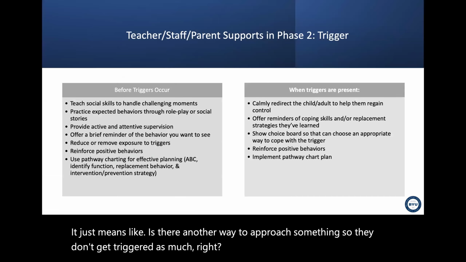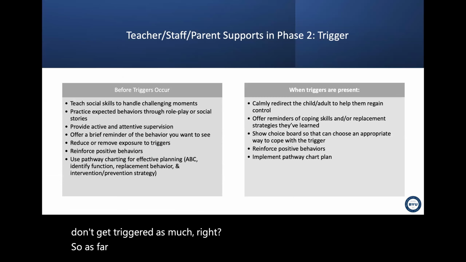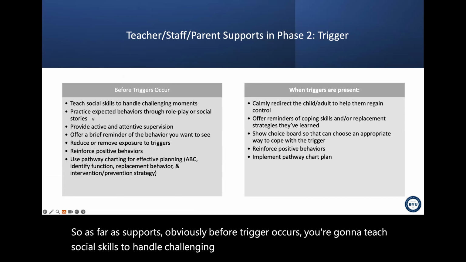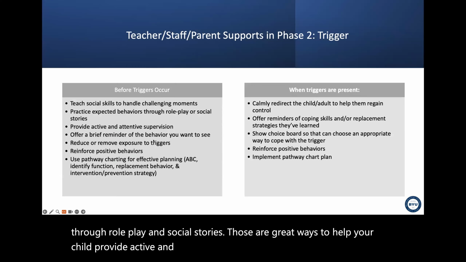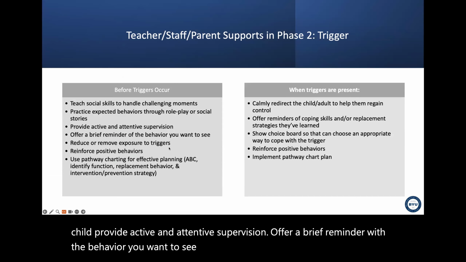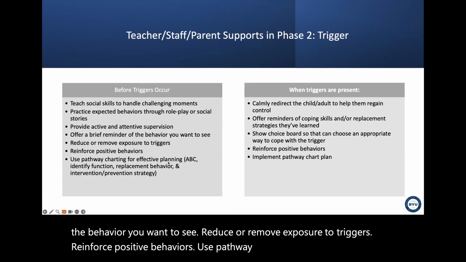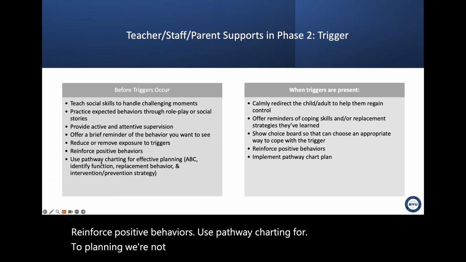As far as supports, obviously before a trigger occurs, you're going to teach social skills to handle challenging moments, practice expected behaviors through role play and social stories. Those are great ways to help your child. Provide active and attentive supervision, offer a brief reminder of the behavior you want to see, reduce or remove exposure to triggers, reinforce positive behaviors, use pathway charting for effective planning. We're not really going to go into this a lot. There's a lot of in-depth stuff in this.